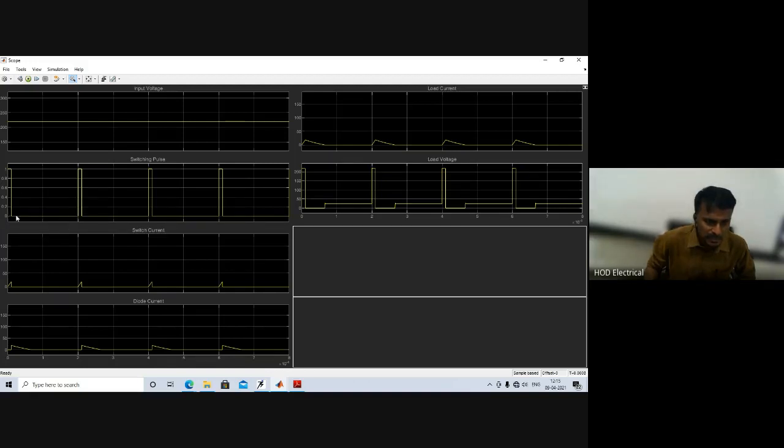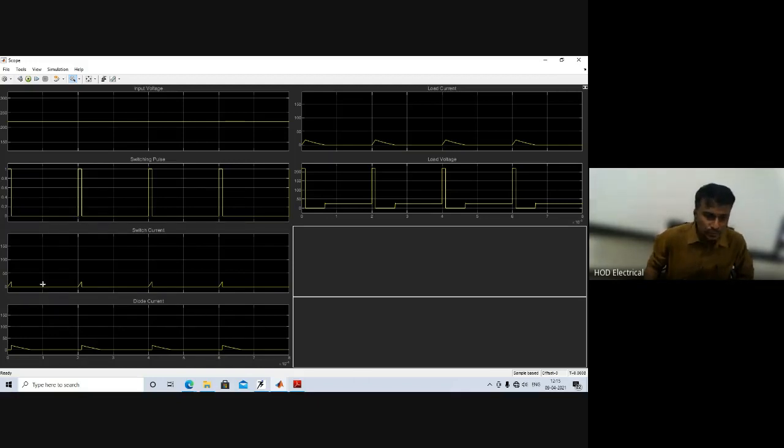See, this is one time period, which is 0.002, that is 2 into 10 to the power minus 4. So this is one cycle, this is the second cycle, this is the third cycle, this is the fourth cycle. In this constant frequency control, the on time is very small and the off time is larger.